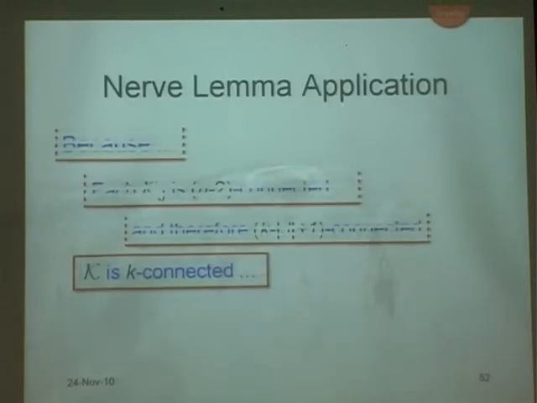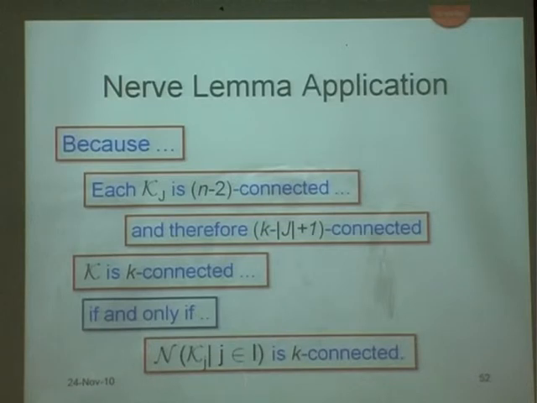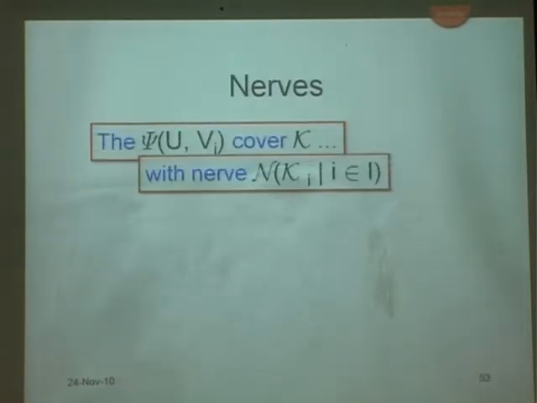So we get that because each case of J is n-2 connected, and therefore this much connected, then we know that K itself is K connected if and only if the nerve is K connected. So here the vertexes of the nerve are the individual pseudospheres. The simplexes are the non-empty unions of these pseudospheres.